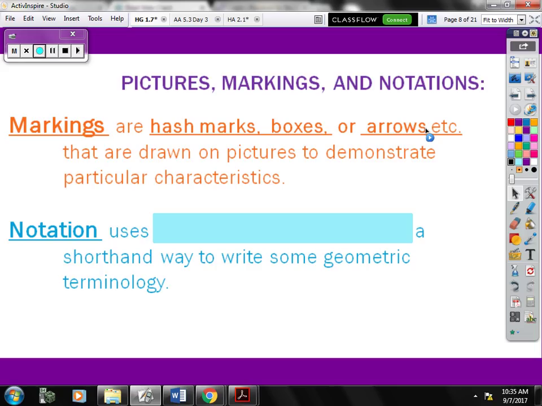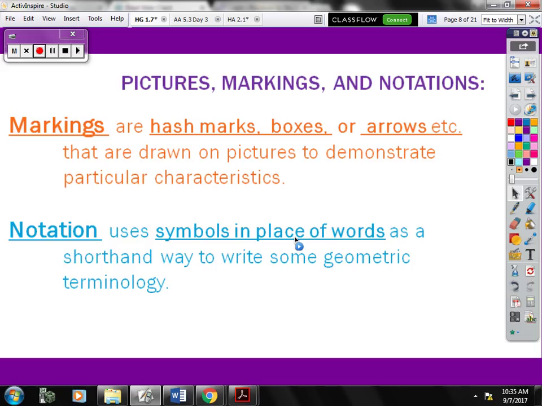We've talked a lot about notation, like a segment bar, ray notation, a line notation. So that's when we're using symbols in place of words. And that's just so we don't have to write so much. And we'll use that in our proofs in chapter 2 also.